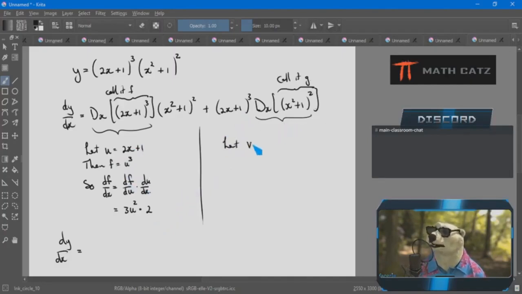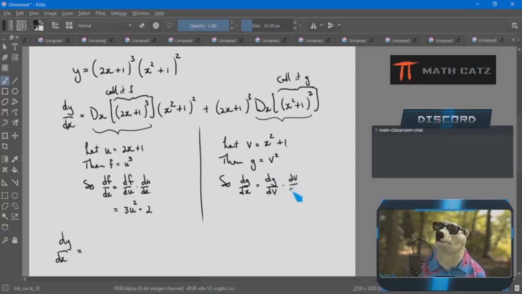This one maybe, let's call it the inside function v. I can't use a u, right? I've used u already. It's a different inside function, then g is v squared. Still pretty straightforward. And so my chain rule is helping me find the derivative of this g portion as the derivative of g with respect to my inside function times the derivative of the inside function with respect to x. Clearly just a 2v times 2x. Quite straightforward. The product rule helped me to isolate the pieces.